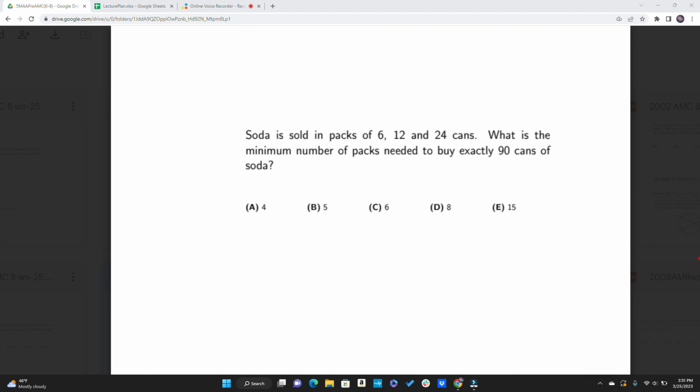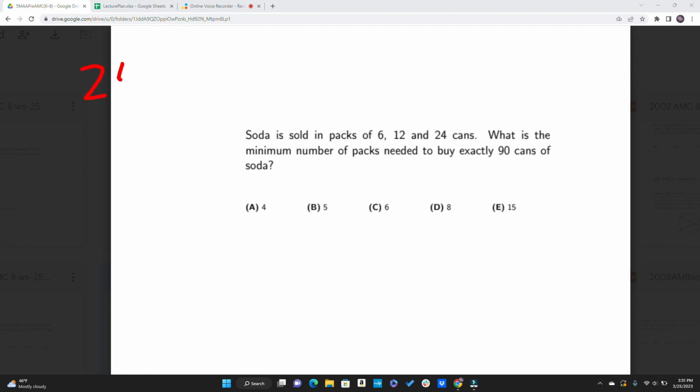Okay, soda is sold in packs of 6, 12, and 24. What is the minimum number of packs needed to buy exactly 90 cans of soda? Okay, so we want to buy as few packs as possible. So how do we get to 90 the fastest using 6, 12, and 24? Well, let's see if we can get there with 24, right? Because that's our biggest amount.